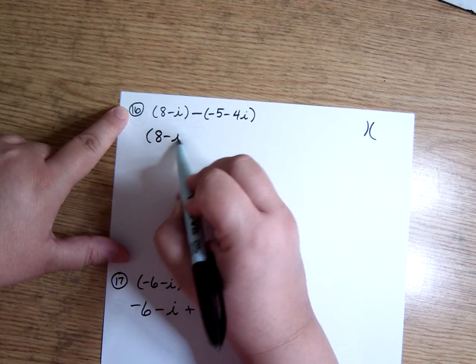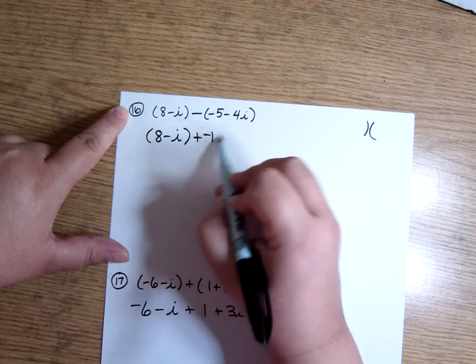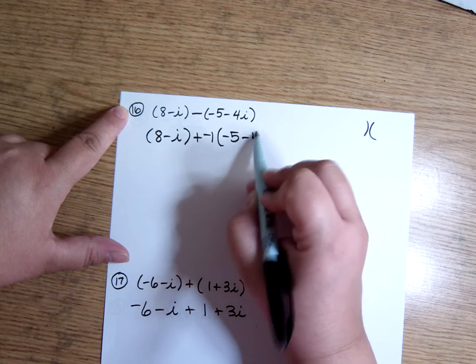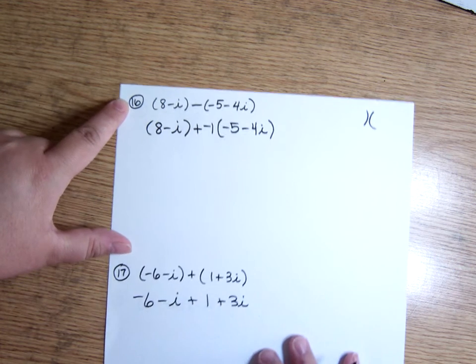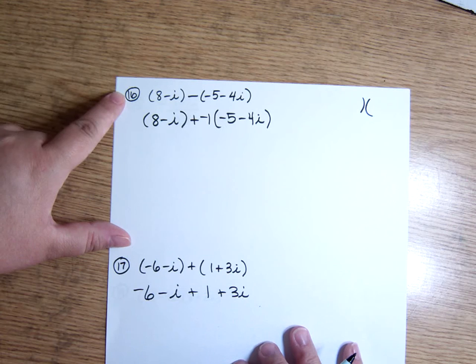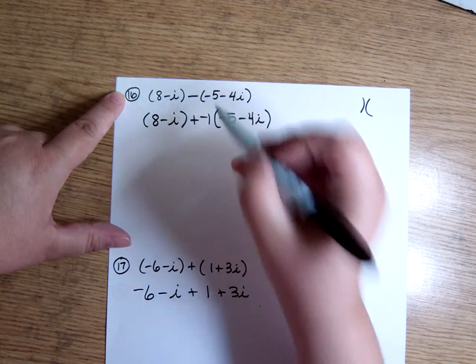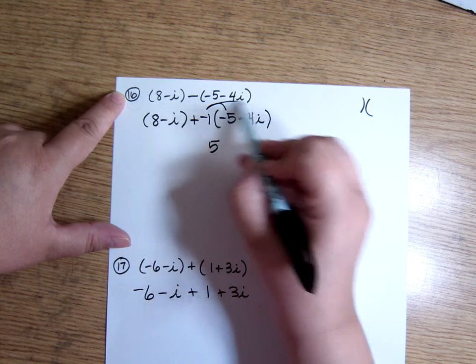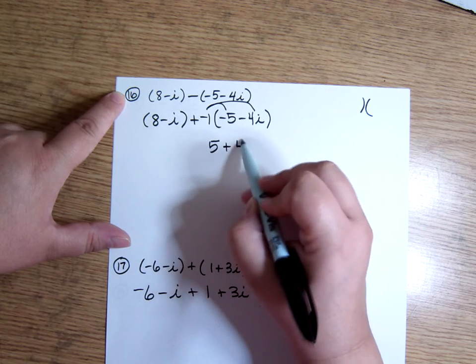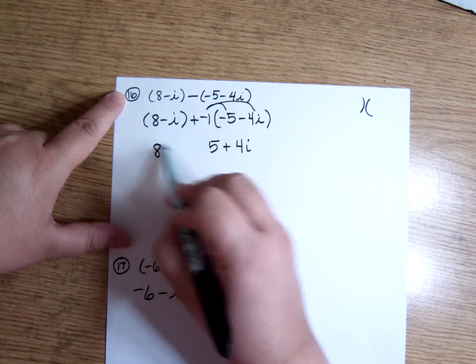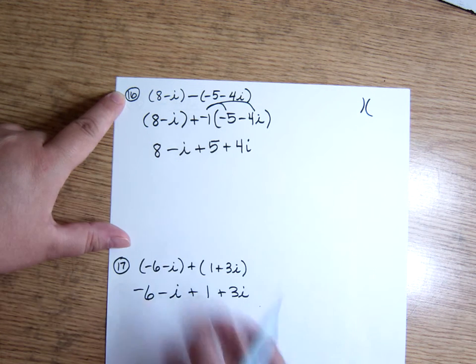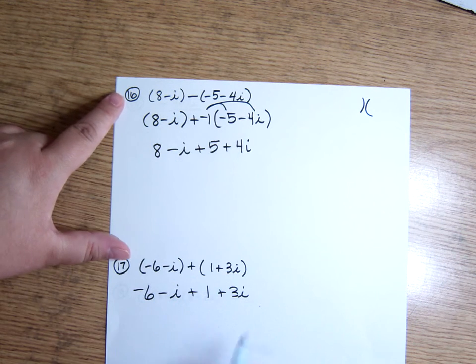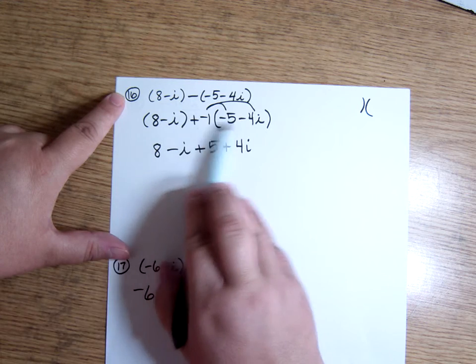When you have a minus in the middle, that means the same thing as if you had this. So you have to put on the brakes and take the time to figure out how that sign is going to affect things. So this is negative 1 times negative 5, that's a positive 5. Negative 1 times negative 4i, that's positive 4i. So we have 8 minus i plus 5 plus 4i. How do I know it's plus here? Because it was positive 5.